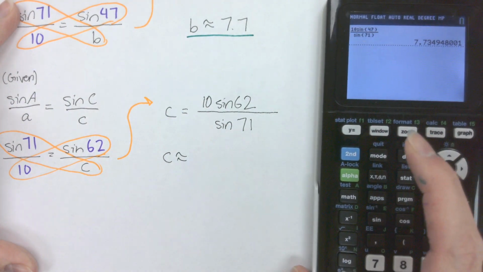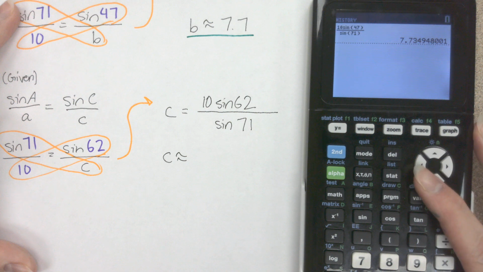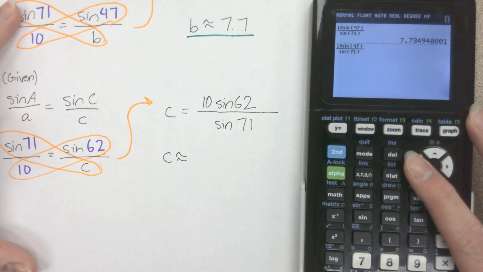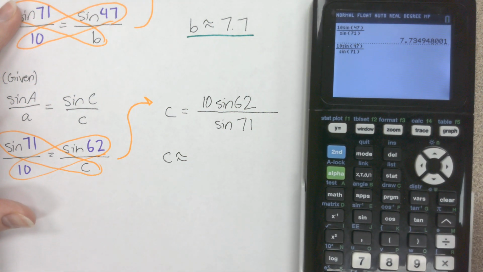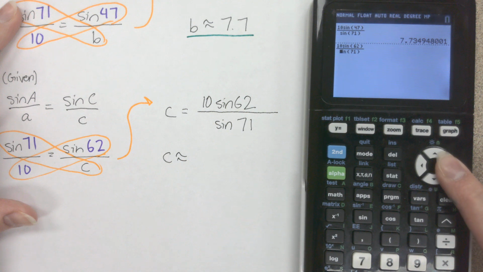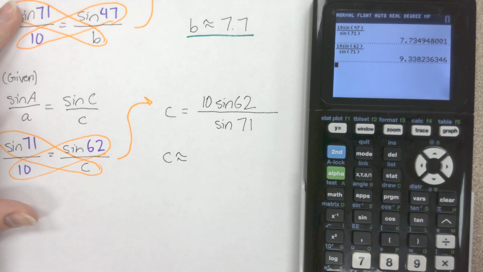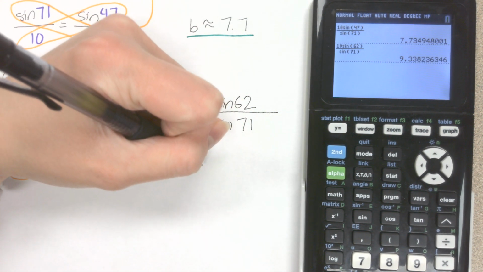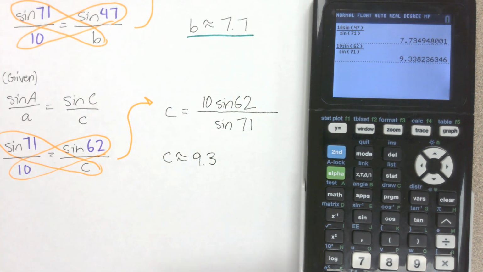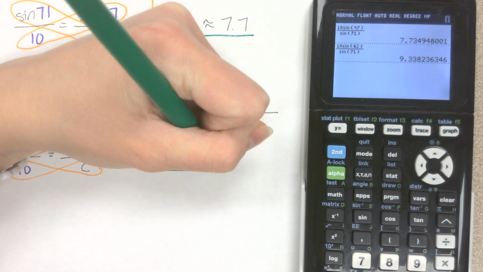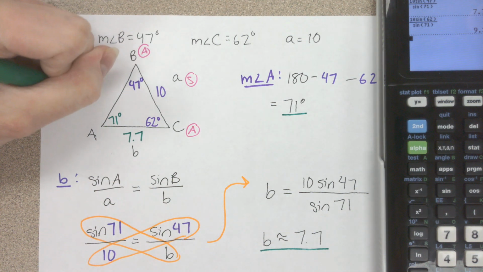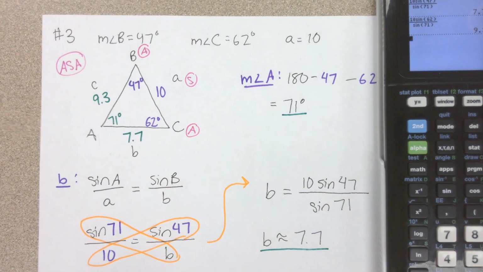All right. And as you can see, this is almost exactly what I typed in before. Just got to change 47 to 62. 9.3. That is side C. And there you have it. There's our completed triangle.